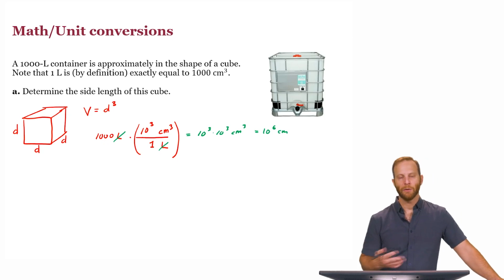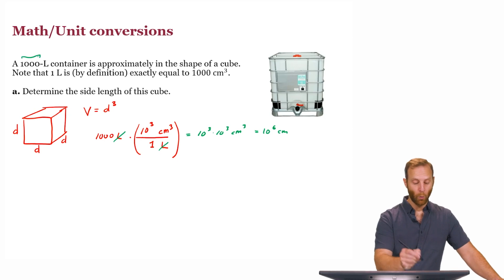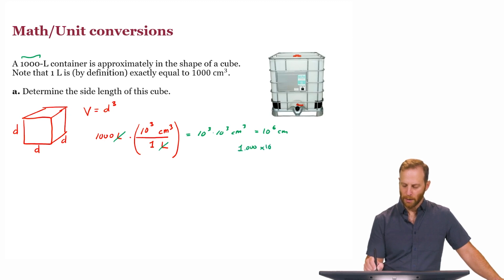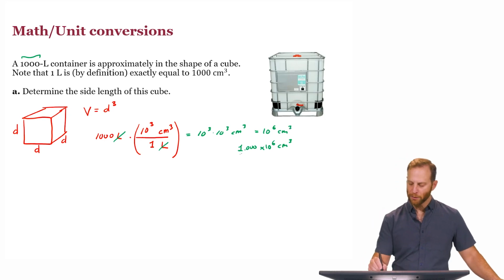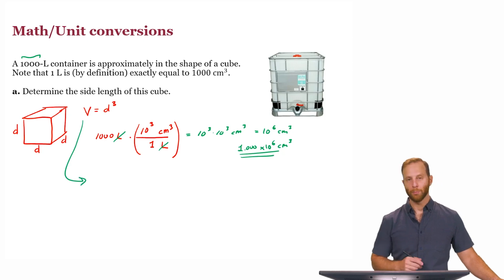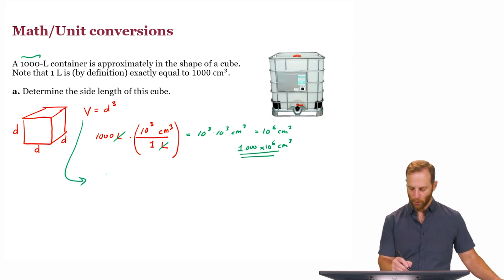Now, I should consider the fact that I have a number of significant figures here. I know that the volume of this is 1,000 liters, assuming that all those digits are known. And so what I really have here is 1.000 times 10 to the 6 cubic centimeters. That's the volume that we'll start with. Now we can use our relationship between volume and side length. Apparently what we have is 1.000 times 10 to the 6 centimeters cubed is equal to the side length cubed.